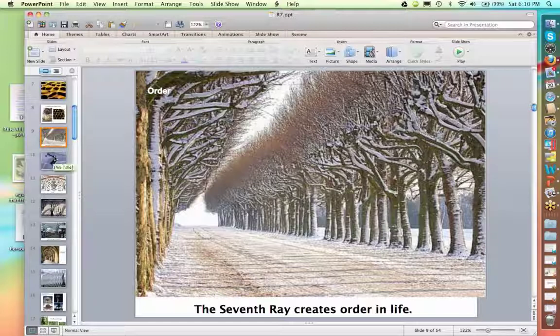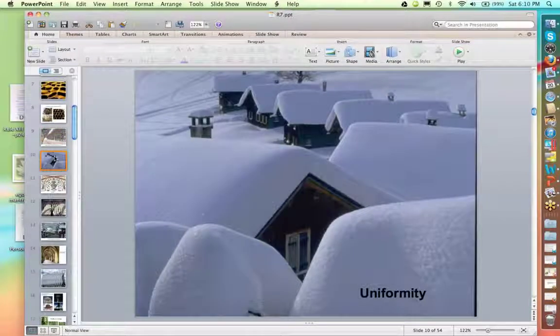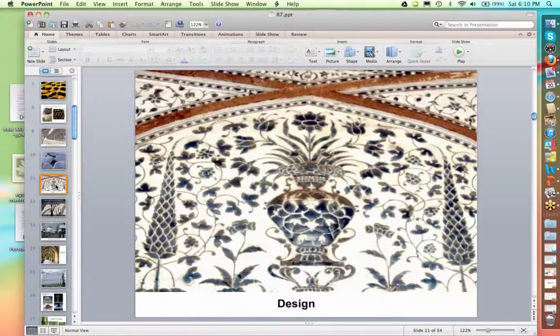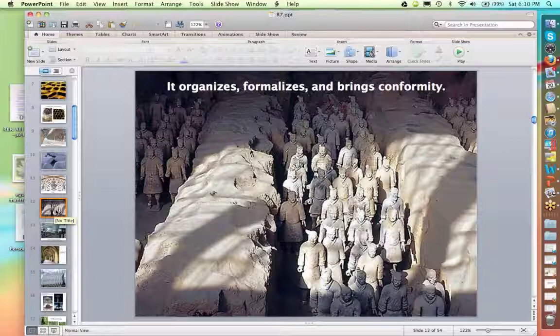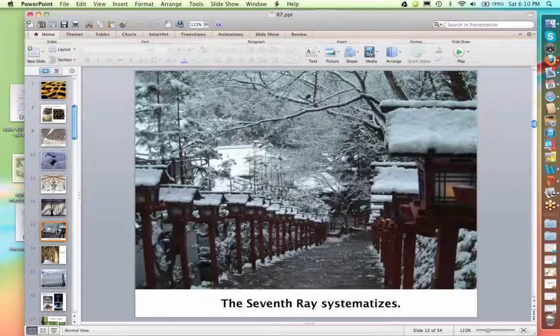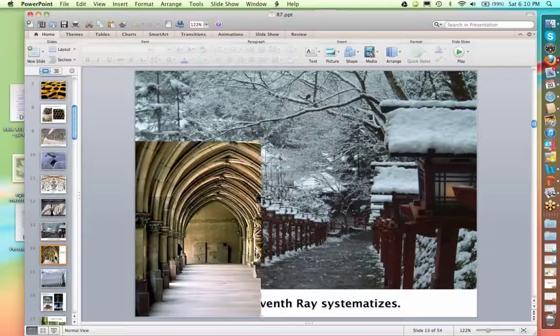I have a lot of these slides, so I won't spend too much time on them. It just gives you a sense. It's the easiest to get because it's the ray that's going to be coming into manifestation more and more. Uranus conveys the seventh ray, and that is one of the rulers of the sign of Aquarius.